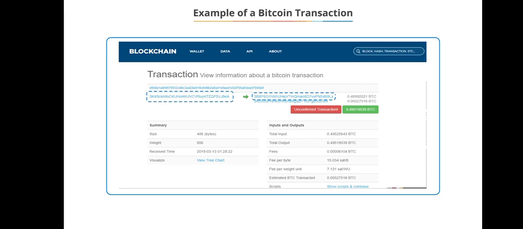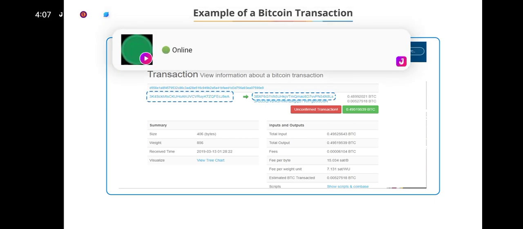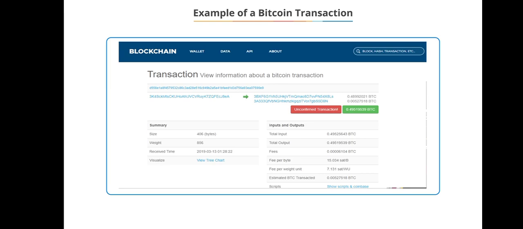On the screen, you can see the sender's address and the receiver's address along with the amount of Bitcoin transacted. You can also see some other information like the size of the transaction, the timestamp, and the transaction fee.